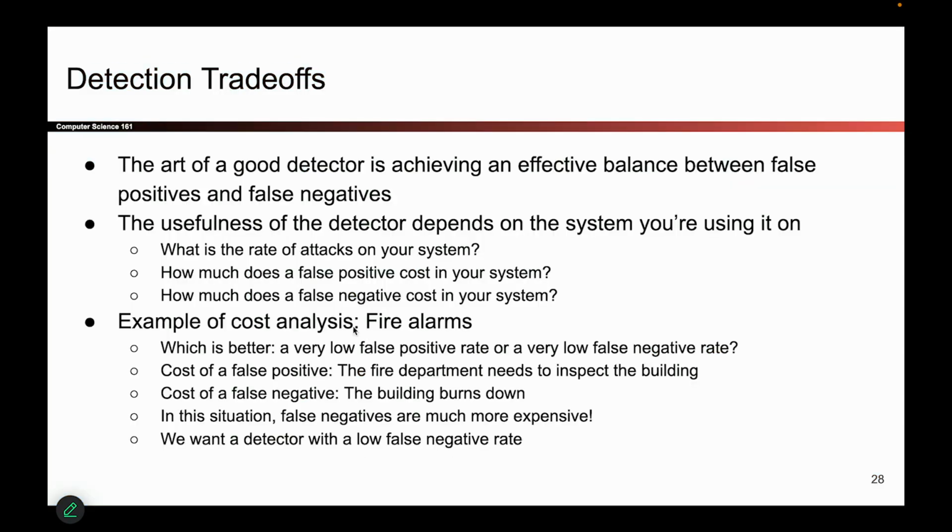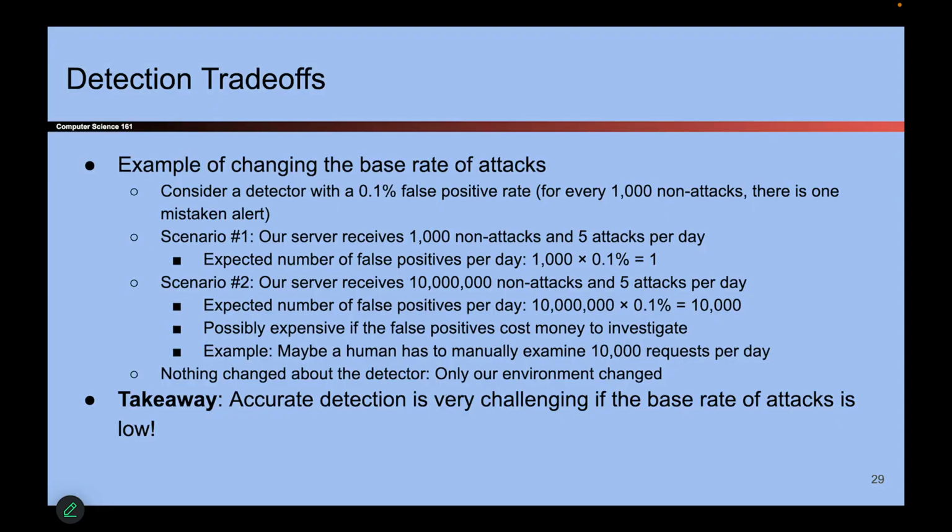And it has to do with the fact that the rate of attacks on your system also affects what type of detector you'll choose. So in other words, how common are attacks on your system? The answer to that affects what detectors you would want. So to see why this is true, let's consider a detector with a 0.1% false positive rate. So that's very good. This means that for every 1,000 non-attacks, only one of them will be mistakenly alerted as an attack. So 1,000 users access your system. One of them gets accidentally flagged as an attacker when they were not.